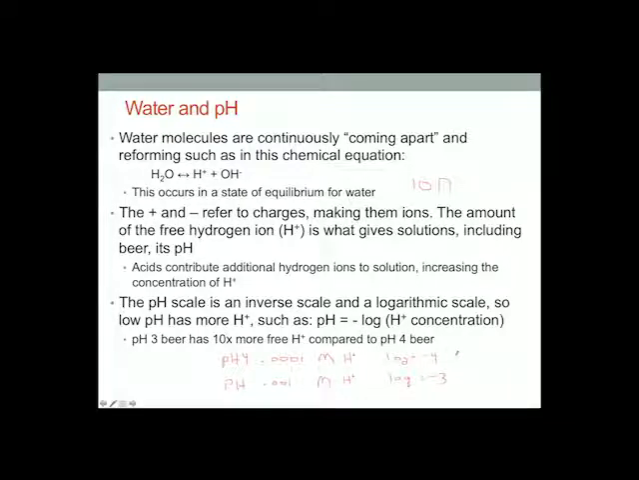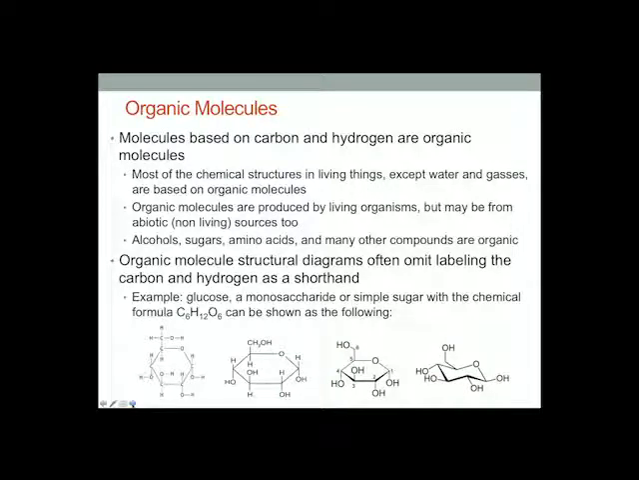Now we're going to move into biomolecules, but we first have to start with a little bit of organic chemistry. Any molecules that are based on carbon and hydrogen are what we consider organic molecules. Organic molecules don't have to come from living organisms, but living organisms use organic molecules for pretty much everything that puts them together. So that's most chemical structures in living things, except for things like water and dissolved gases like oxygen or carbon dioxide and some salts. Most structural compounds in a living organism are based on organic molecules.